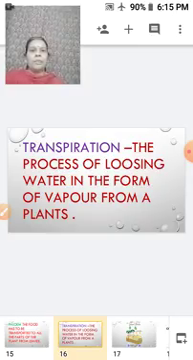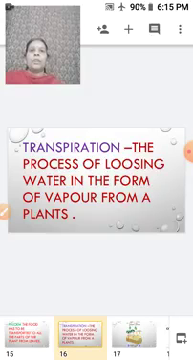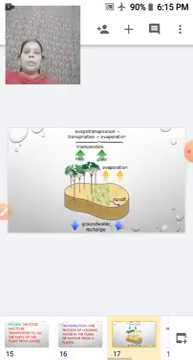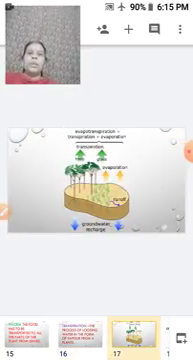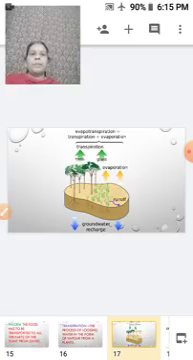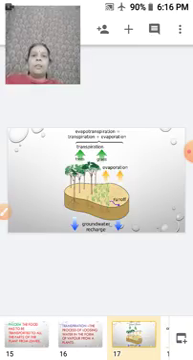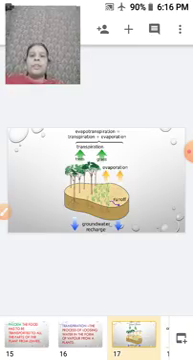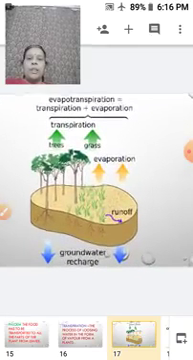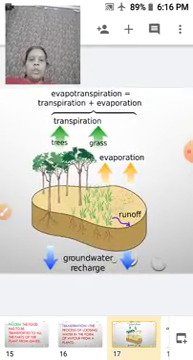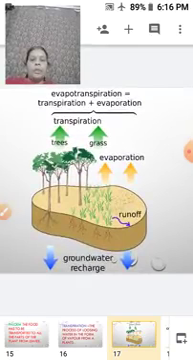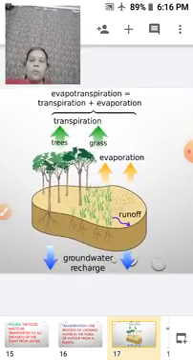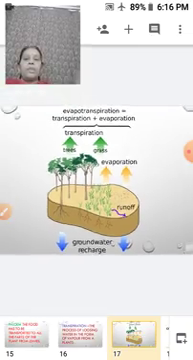The evaporation of the water from the leaves generates a pull that sucks the water and dissolved nutrients right up to the top of the plant. This upward movement of the sap is called the ascent of sap. So this is how the process of evaporation takes place by transpiration.